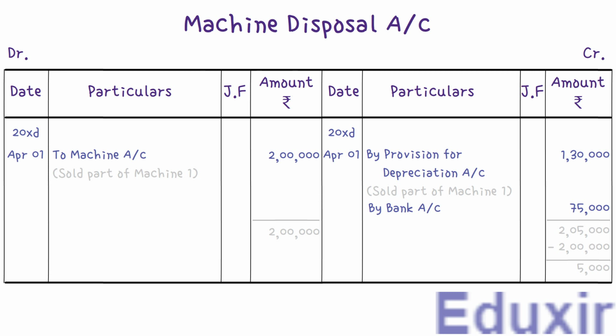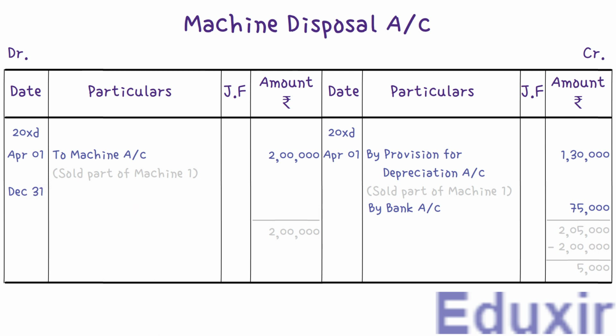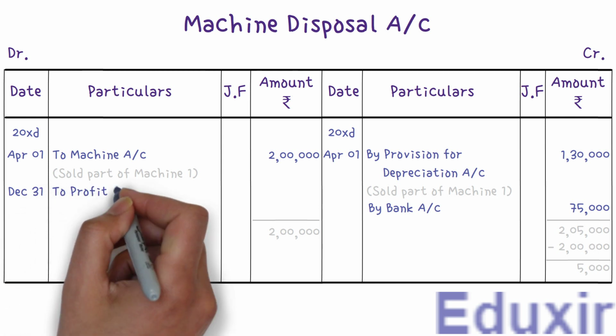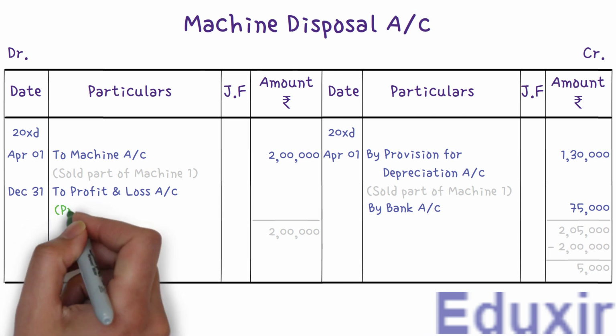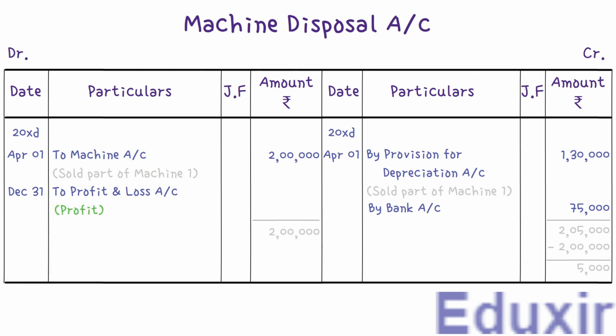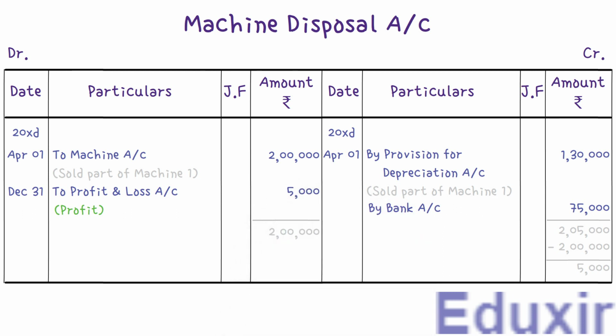Now, as the machine disposal account is a nominal account, it should be closed by transferring this credit balance to the statement of profit and loss account. So let's first write the date on the debit side. Let's then write profit and loss account in the particulars column. Also note that as this is a credit balance, it should be transferred to the profit and loss account as profit. Let's then write the credit balance amount of 5,000 rupees into the amount column on the debit side.